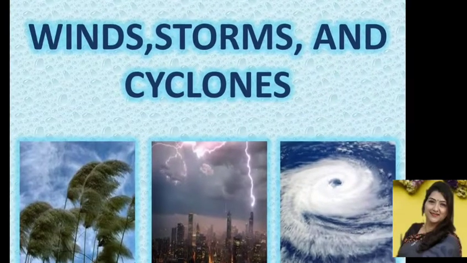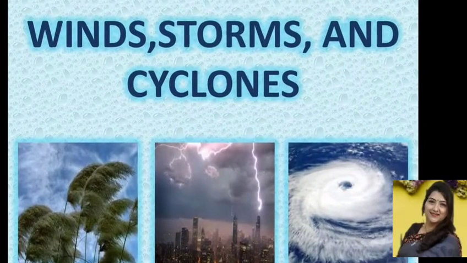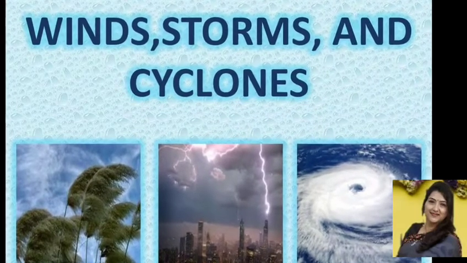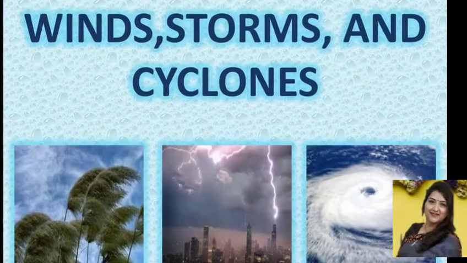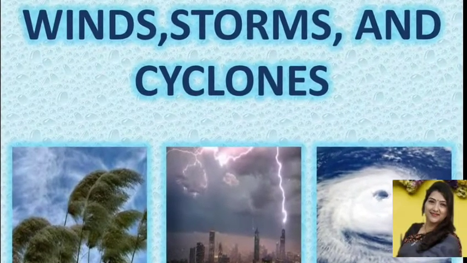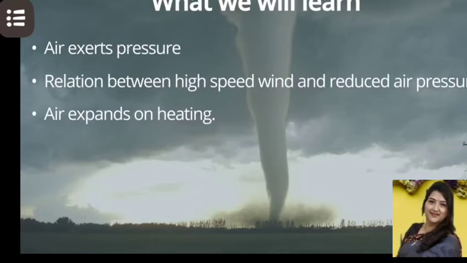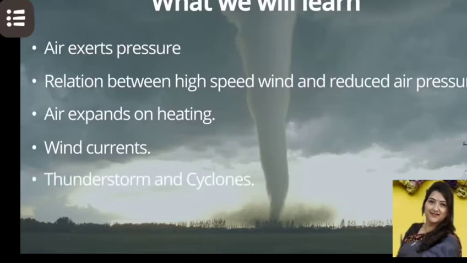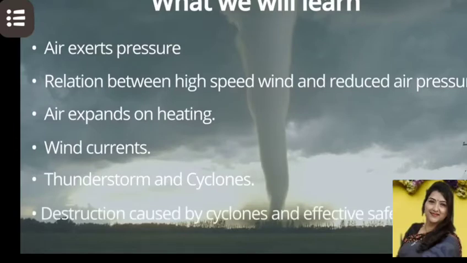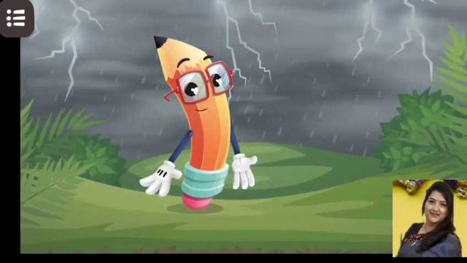So today we are going to start with chapter 8 of class 7, that is wind, storms and cyclones. First of all, let us see what we are going to learn in this chapter. Air exerts pressure, relation between high speed wind and reduced air pressure, air expands on heating, wind currents, thunderstorms and cyclones, destruction caused by cyclones and effective safety measures.